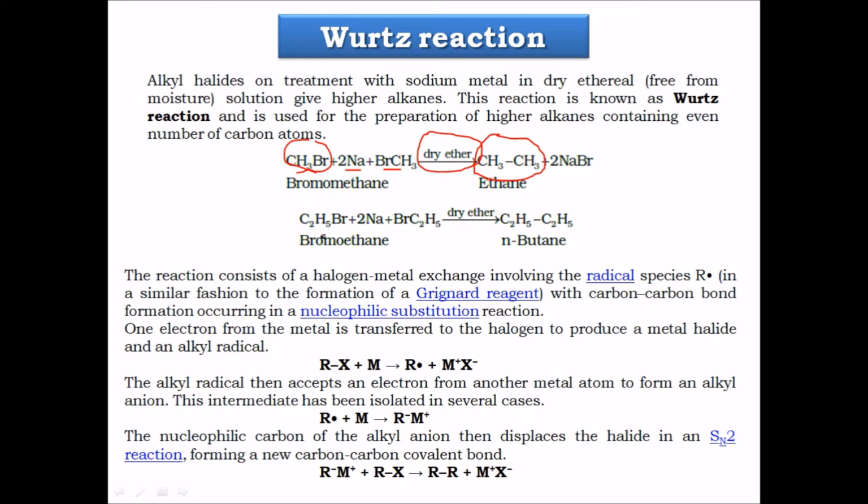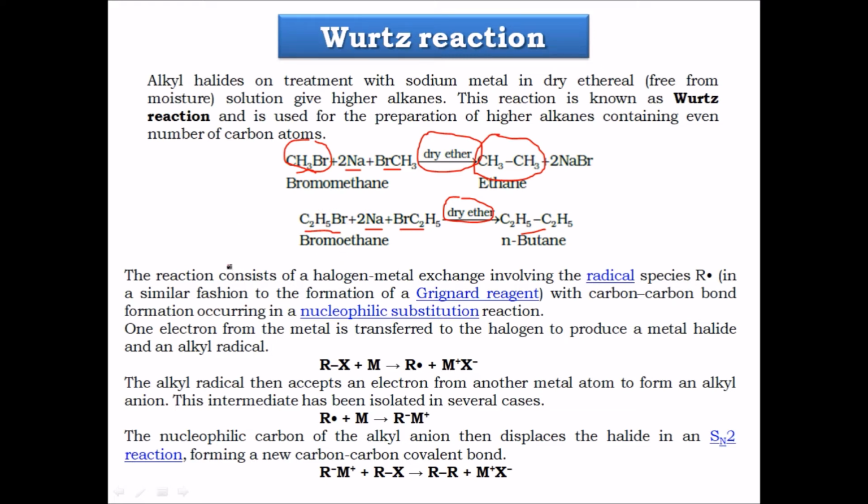I have taken one more reaction here using ethyl bromide. Again 2 moles of ethyl bromide react with sodium metal in the presence of dry ether, resulting in the formation of n-butane. So these are 2 examples, and the reaction is called the Wurtz reaction.